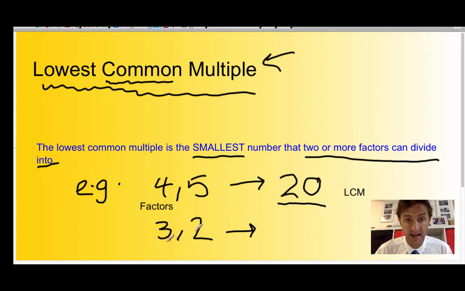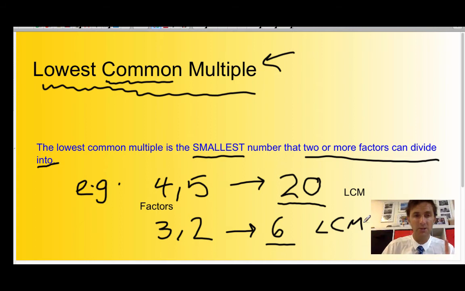Okay. Can 3 go into 4? No. Can 3 go into 5? No. Well, 2 can't go into 5 anyway. It's 6, right? 3 can go into 6 and 2 can go into 6 as well. So 6 is your lowest common multiple. Okay? Time for you to have a go.